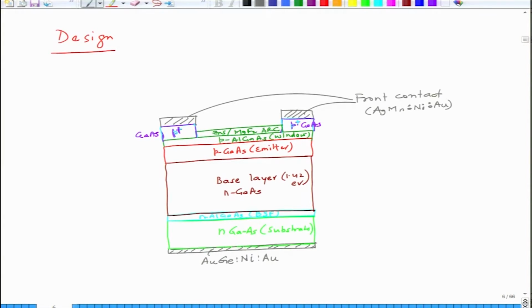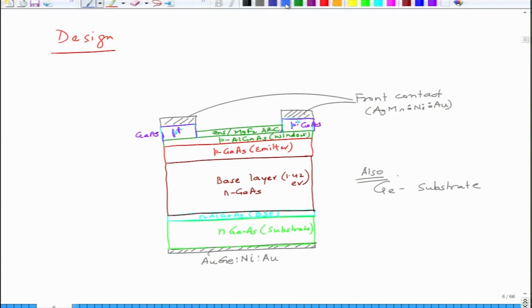These also use sometimes germanium as substrate. Germanium can also be used as a substrate because they have a good lattice match between the two, and we put N gallium arsenide as a substrate because of good lattice match, so that dislocations are smaller in number so defects are lower. As a result the dark current is lower, the recombination is lower.